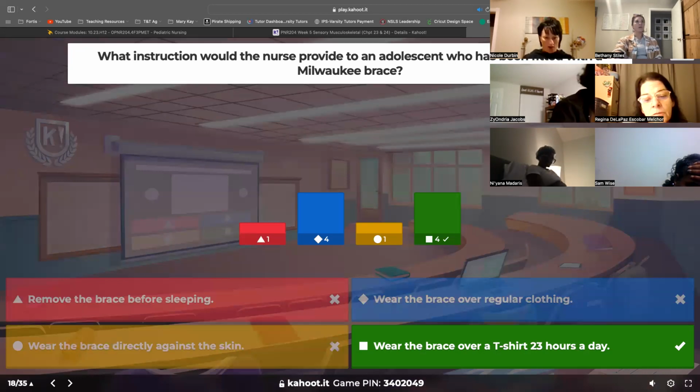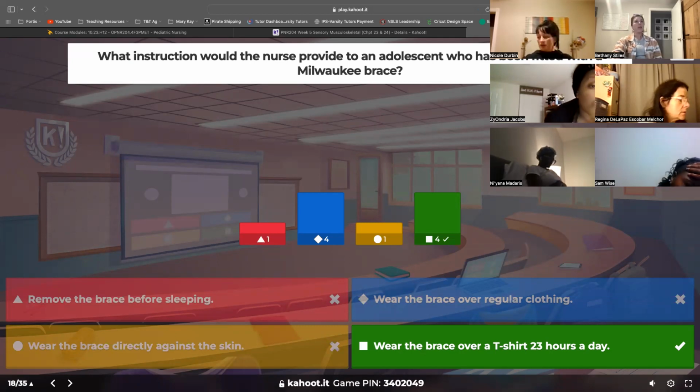So, instructions for a Milwaukee brace: wear it over a t-shirt for 23 hours a day. That t-shirt is going to prevent any friction or rubbing, some skin sores and breakdown. And then it has to be on for 23 hours a day so that we get that correction of the spine.